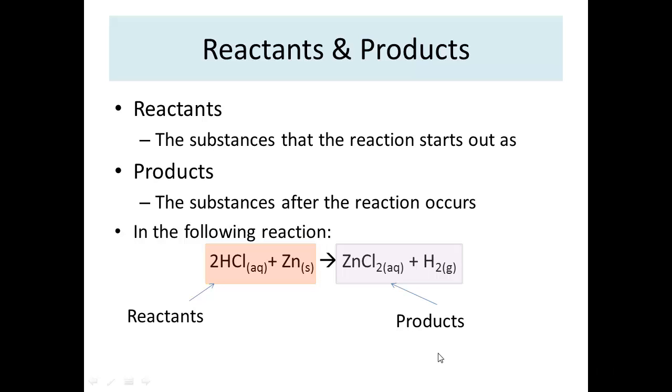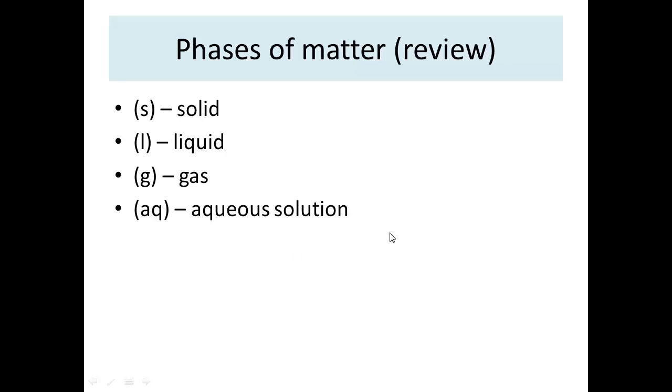Moving forward, phases of matter review. This is something we talked about before. S is solid, L is liquid, G is gas, and AQ means aqueous solution. We should already have this down. You don't need to take it down again, but this is just a quick review. The big thing that you want to get is that S does not mean a solution. S is a solid. It's a common misconception.